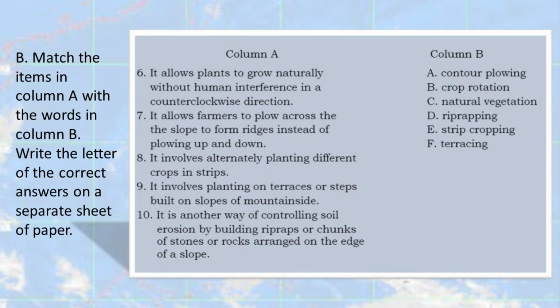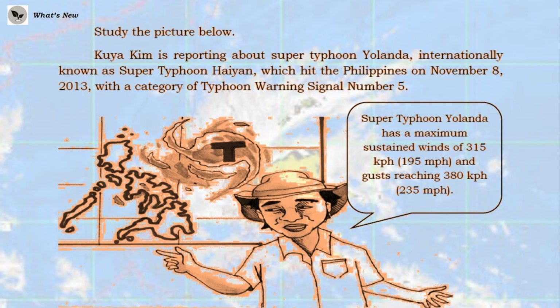Column B. A. Contour plowing. B. Crop rotation. C. Natural vegetation. D. Riprapping. E. Strip cropping. F. Terracing. Study the picture below.